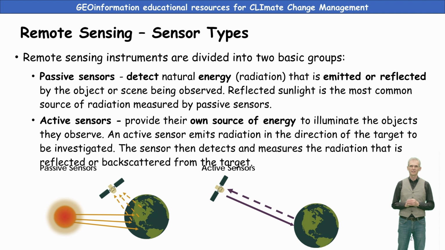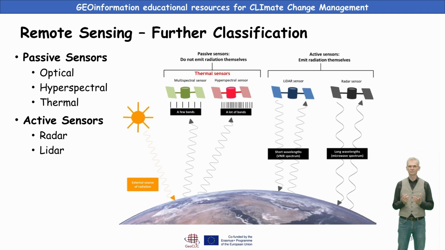Active sensors need their own energy source to create an image of the objects they observe. An active sensor emits radiation towards an object and measures the radiation reflected from the object. Further classification of sensors divides passive sensors into optical, hyperspectral and thermal, and active sensors into radars and lidars.